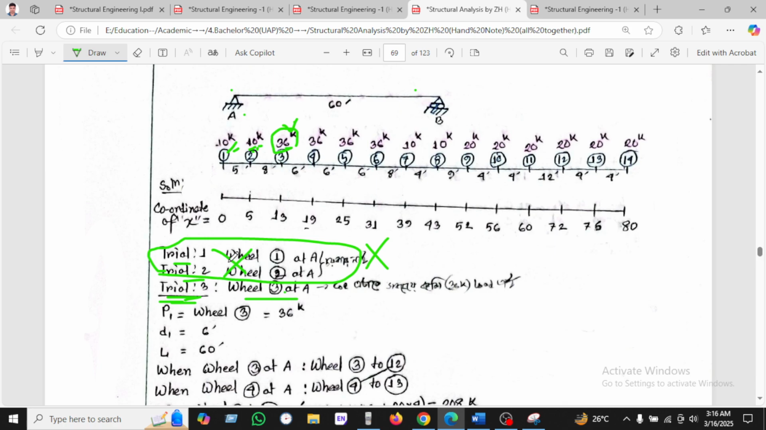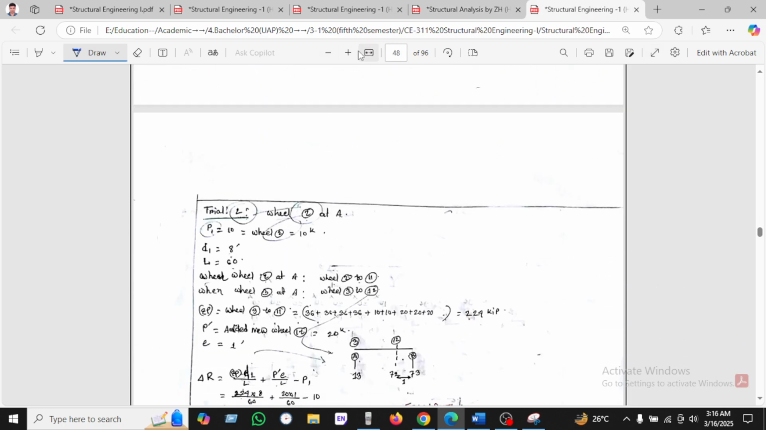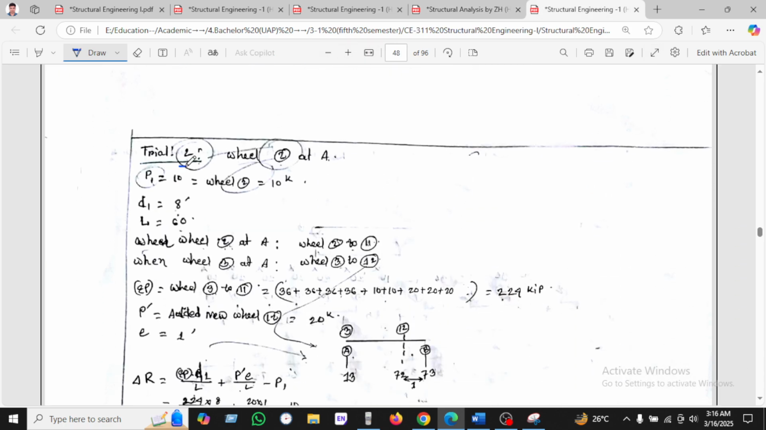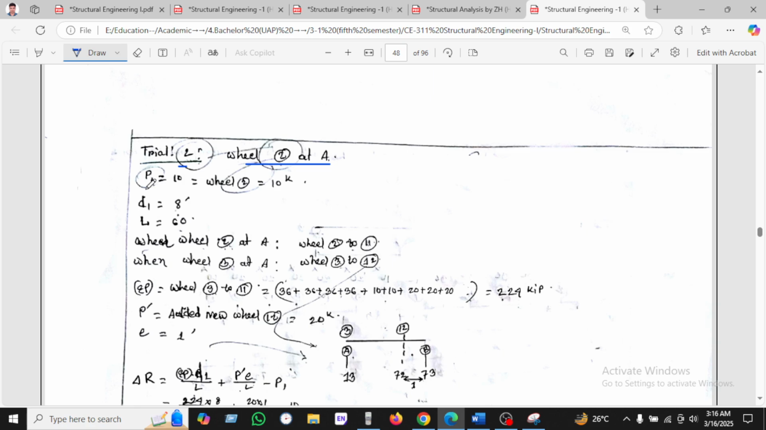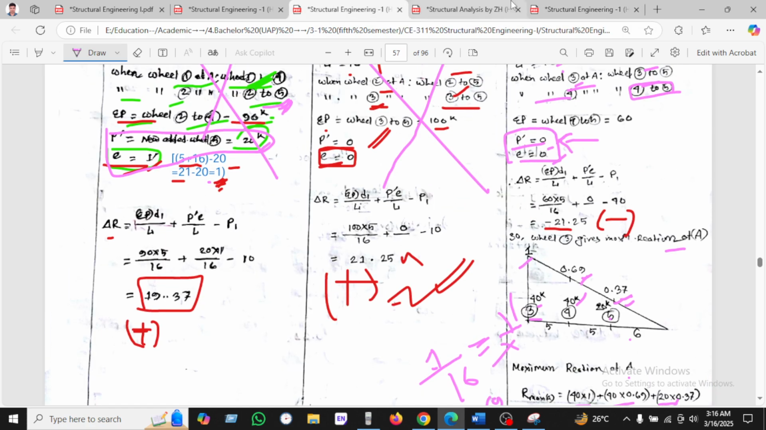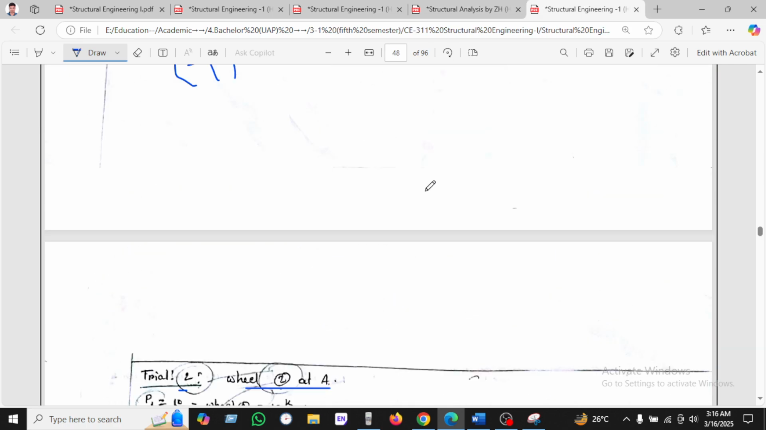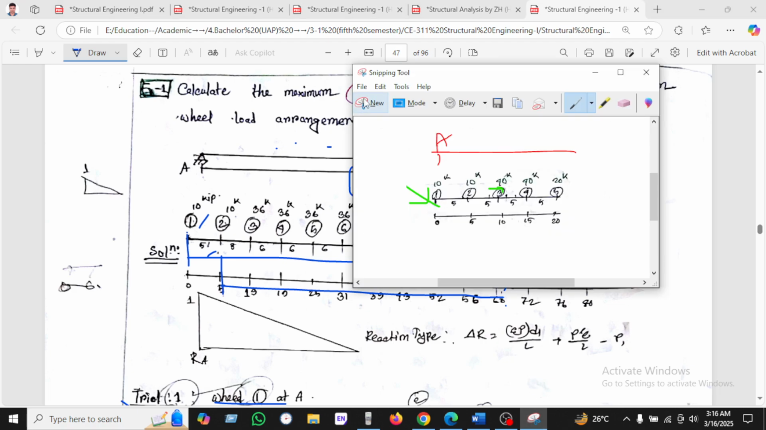So that's why I'm just skipping trial 1. So you can see trial 2. This is trial 2, wheel 2 at A. So wheel 2 is put at A, and P1 will be the wheel 2 load, which is 10 kip. We can see the 10 kip load is the same. I'm just taking a screenshot for your better understanding.